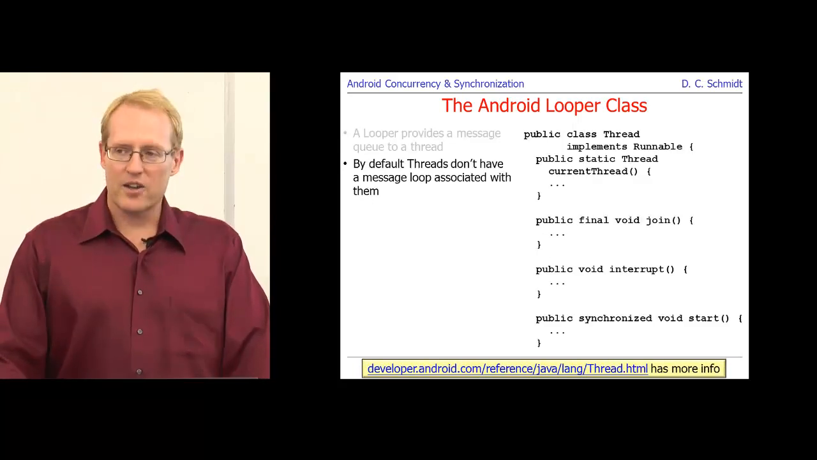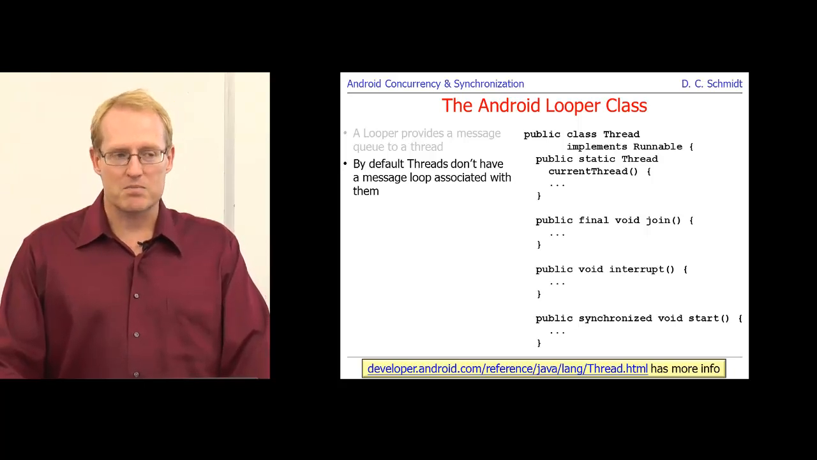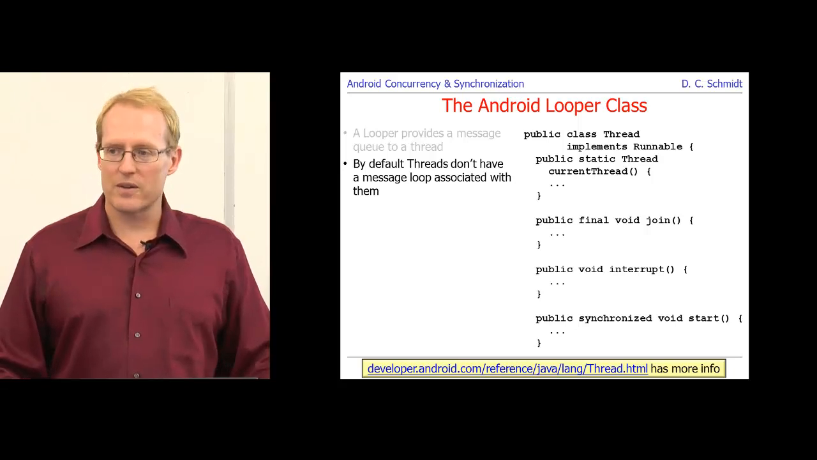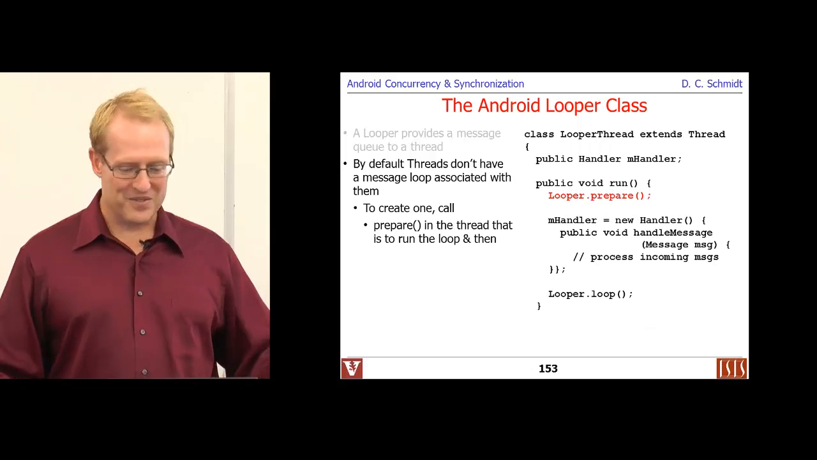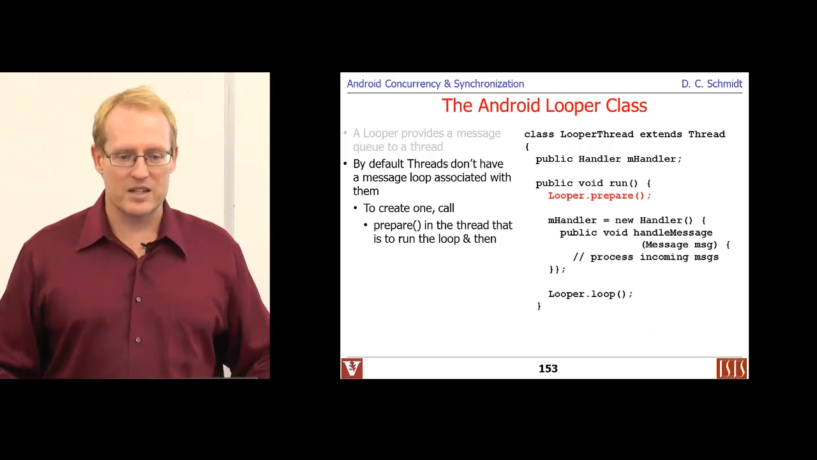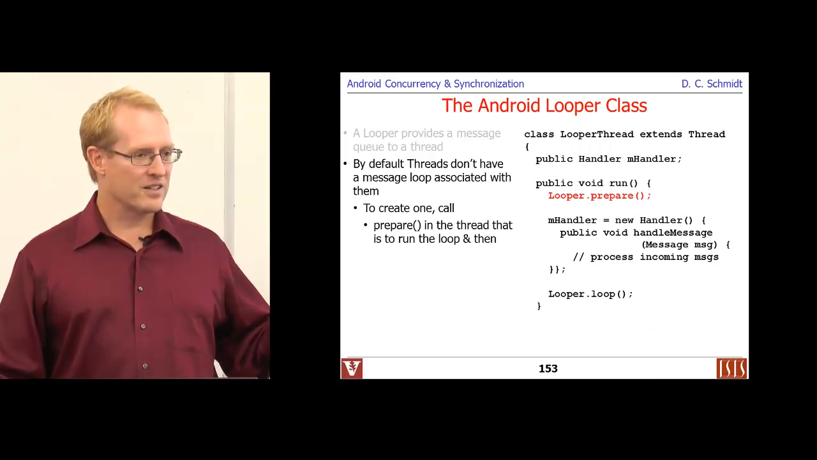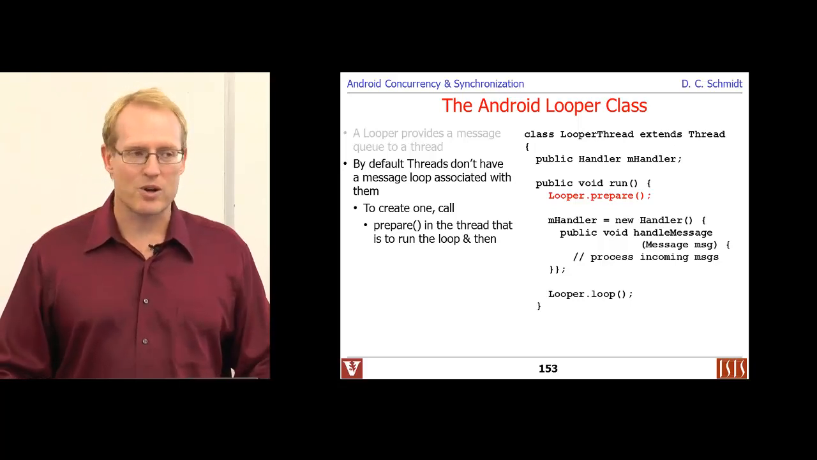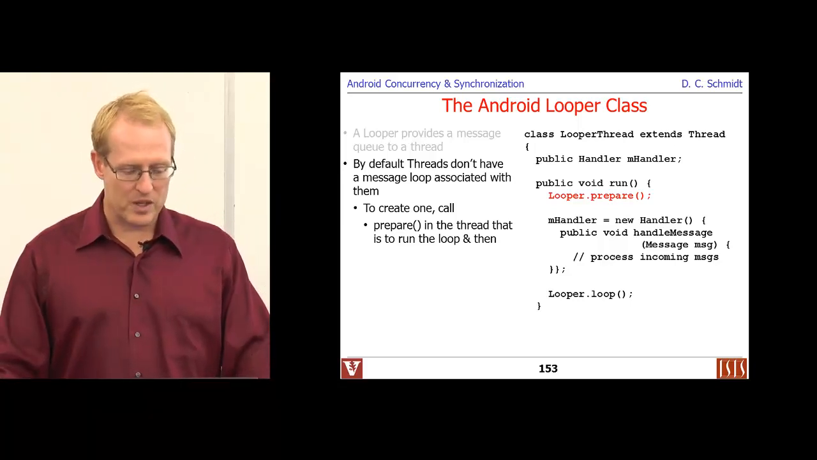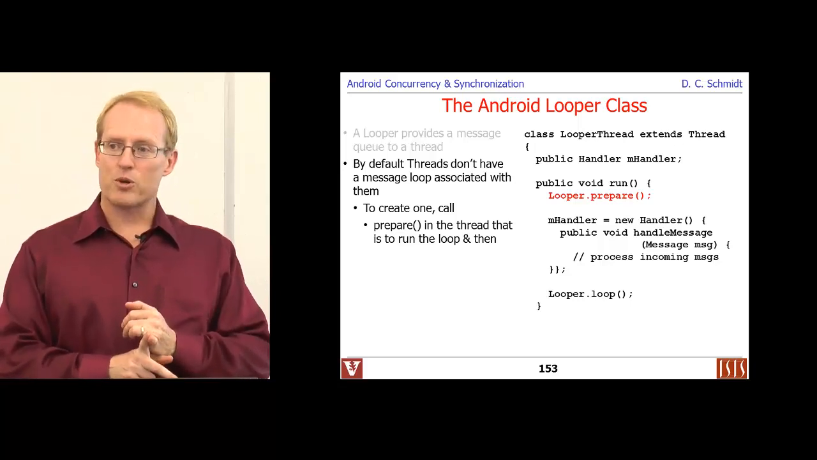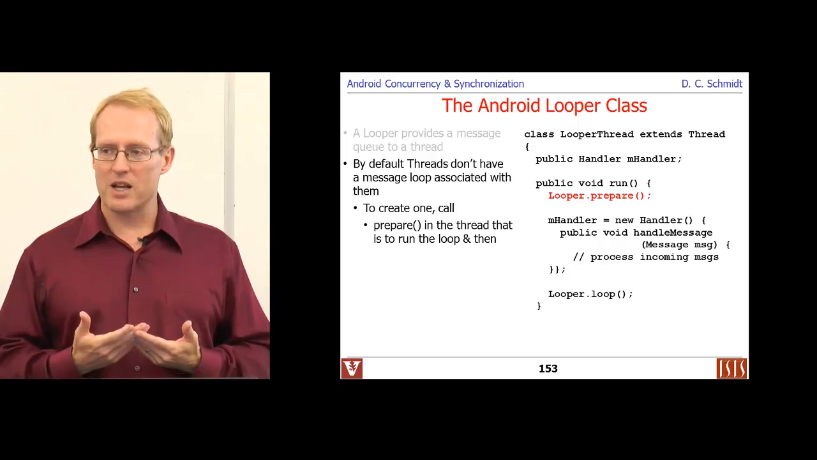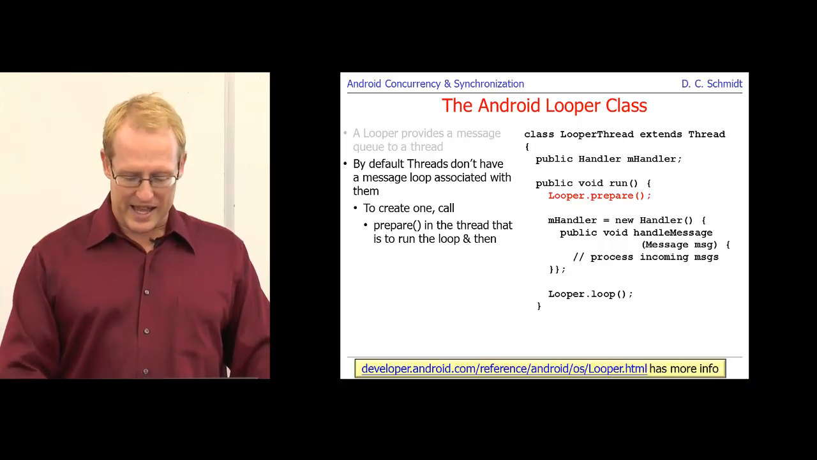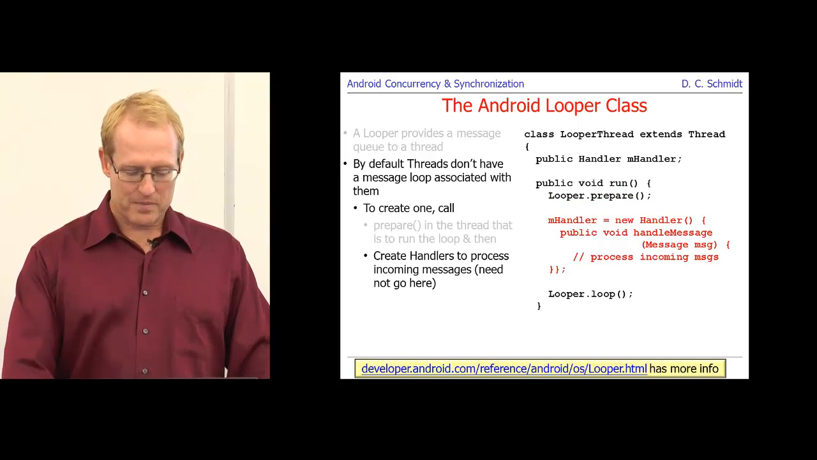By default, a Java thread that Android gets doesn't have a message loop or a message queue associated with it. So if you want one, then here's how you need to create one. This is an example I'm taking right out of the documentation for the looper that comes with Android. You have to do two things. You have to call Looper.prepare, which is clearly a static method. You have to call that in the thread that you want to become a looper. And here's some more discussion about that.